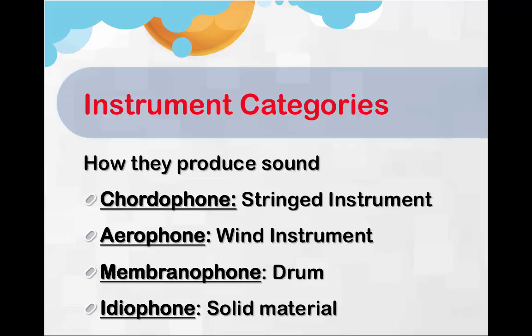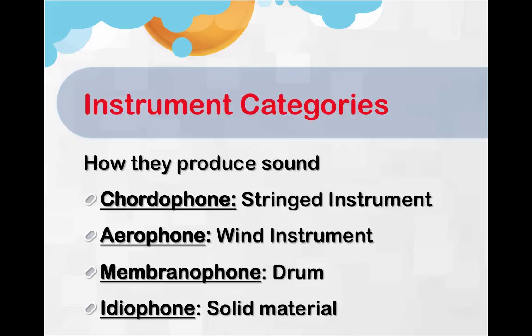The third instrument category, membranophone, and you'll see it almost has the word membrane. This instrument category refers to instruments that make sound when a membrane is stretched across the instrument and it is hit or struck or agitated in some way. So, of course, an example of an instrument that has a stretched membrane that is hit is a drum.